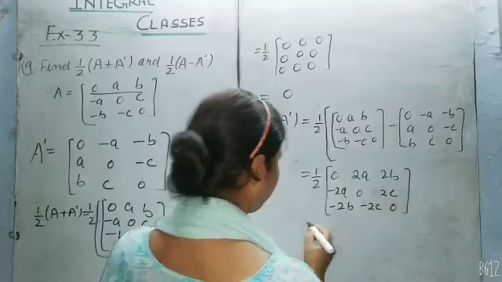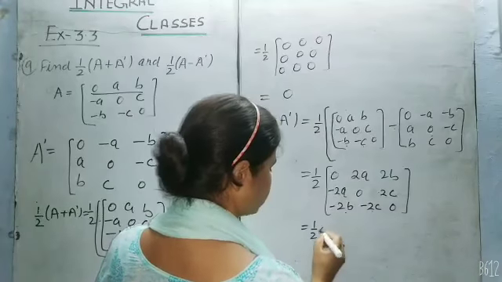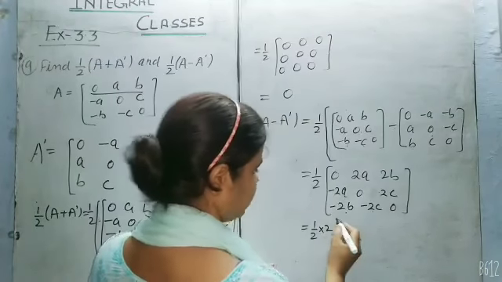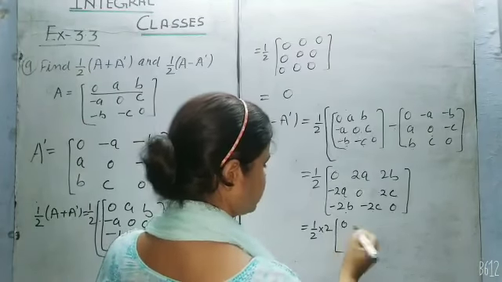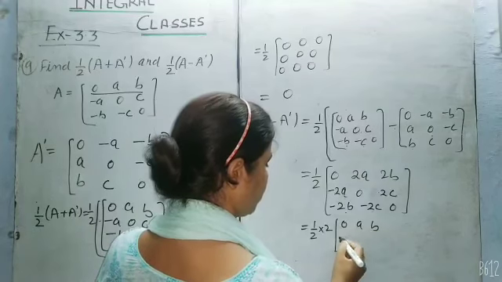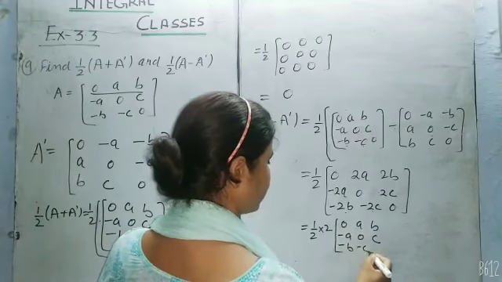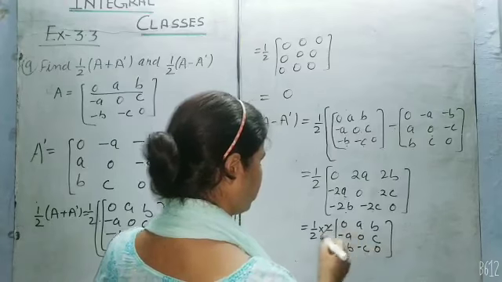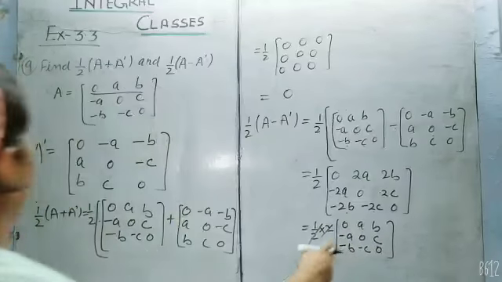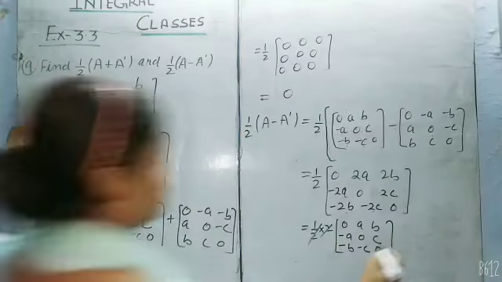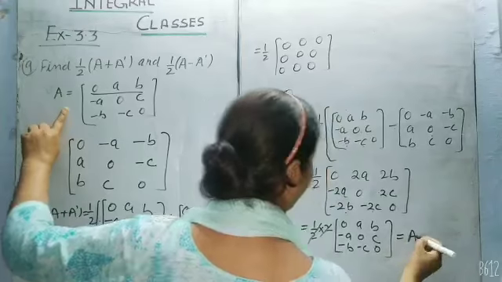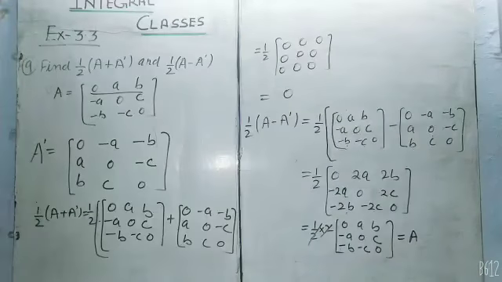Now we take 2 common outside and cancel it with the half, then we get 0 A B, minus A 0 C, minus B minus C 0. It is the answer, and it is equal to A, which is given.